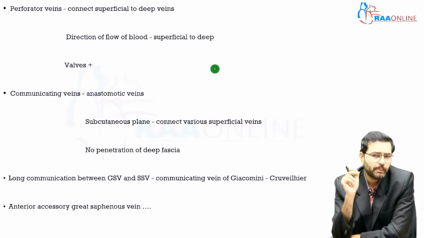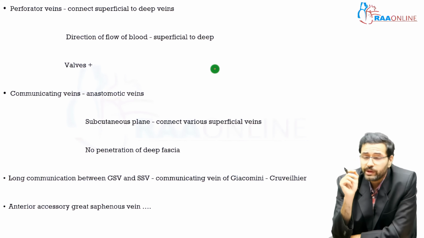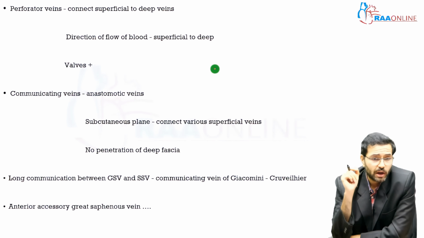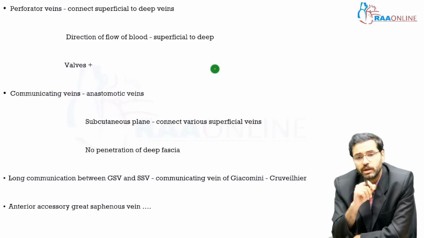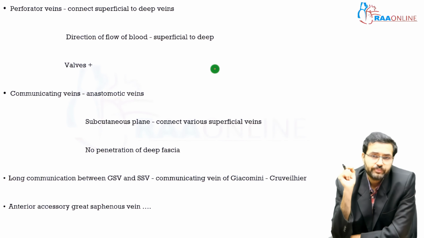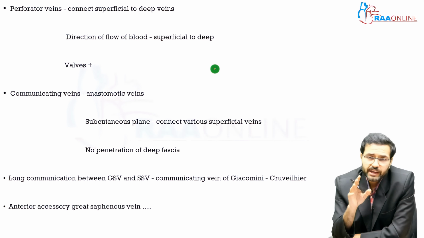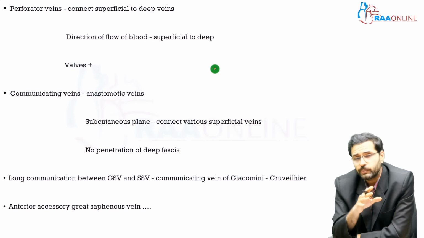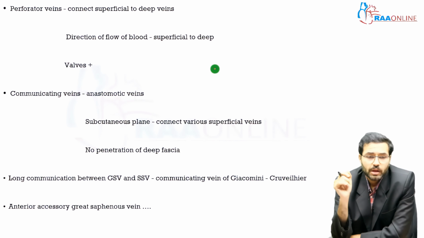There are two important named communicating veins which play a very important role as far as varicose veins are concerned. One of them is the long communicating vein between the great saphenous vein and the short saphenous vein. It's called the communicating vein of Giacomini. This communicating vein connects the great saphenous vein with the short saphenous vein. Another important communicating vein is the anterior accessory great saphenous vein.